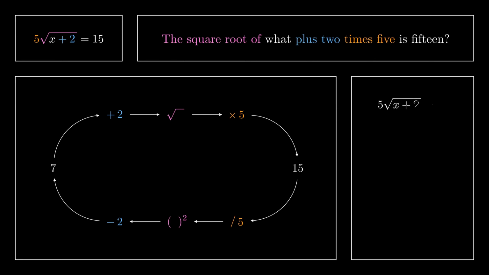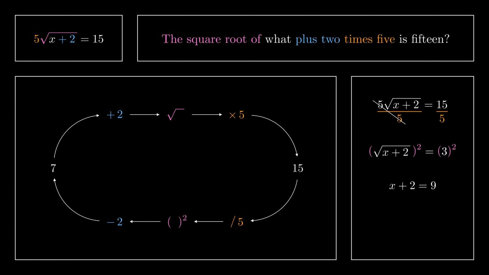Here's how we would write this out. Step 1, divide both sides by 5. The 5's cancel. Bring everything down. Evaluate 15 divided by 5, which is 3. To get rid of the square root, you would square both sides. That cancels out. Bring down the x plus 2 and 3 squared, which is 9.